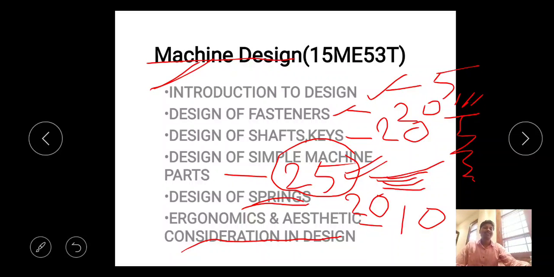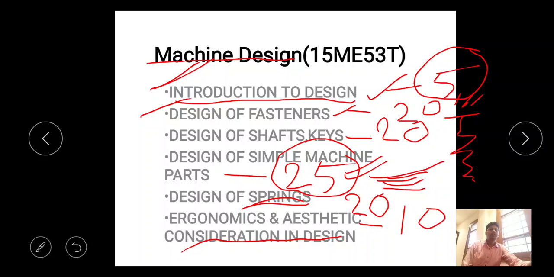Then all the design considerations like stress, strain, load, and the stress-strain diagram for mild steel. All those things you are studying in Introduction to Design, which consists of 5 marks. Second, you are studying design of fasteners, that is design of nuts and bolts, which consists of 20 marks, which is 15 marks theory and 10 marks problem.